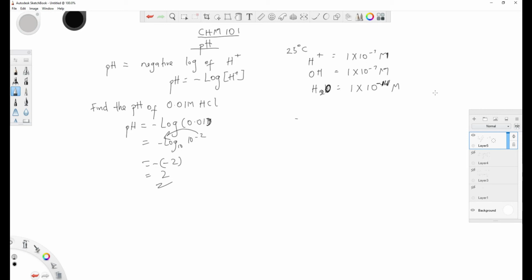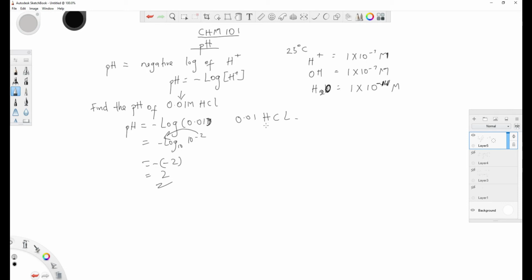This concentration depends on the basicity of the acid, because 0.01 is the concentration of HCl, not the concentration of H. So that means it's possible the concentration of hydrogen ion is different from the concentration of the compound itself. I believe I'm communicating something.